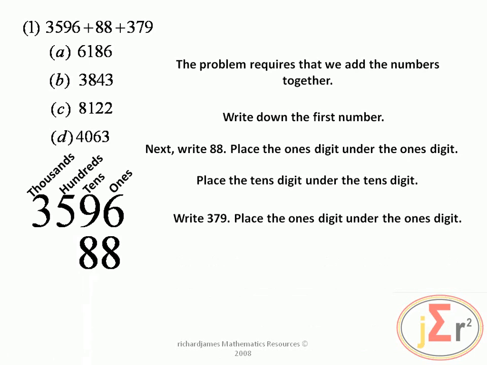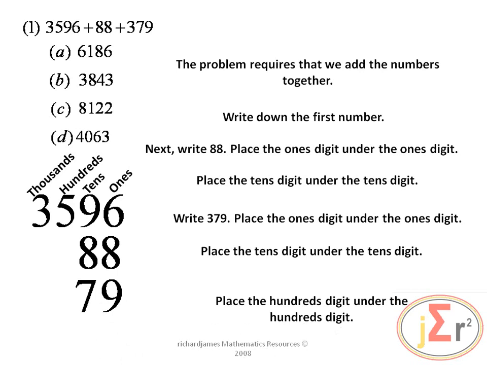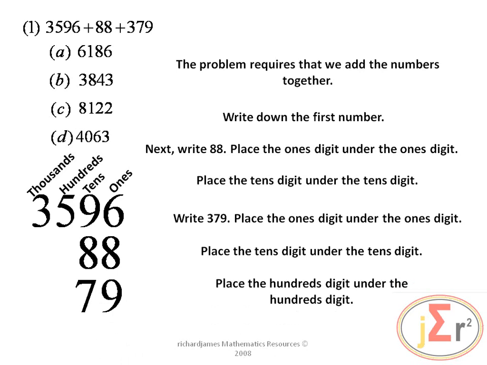Next, we are going to write 379, and we are going to progress in a similar fashion by placing the ones digit under the ones digit. Then we place the tens digit under the tens digit. Place the hundreds digit under the hundreds digit.